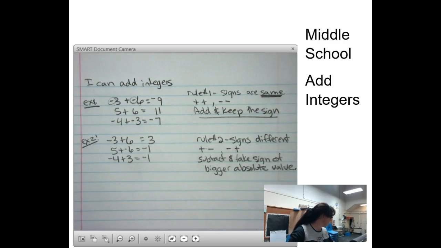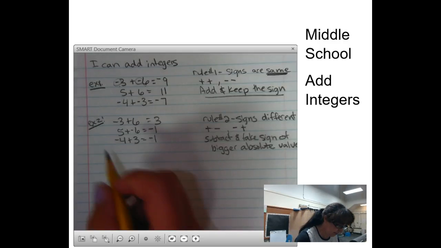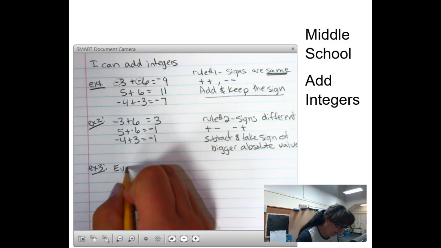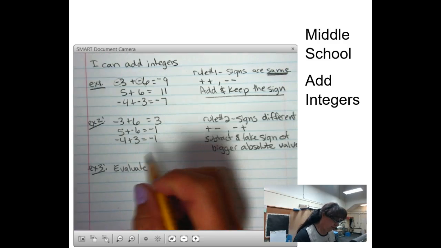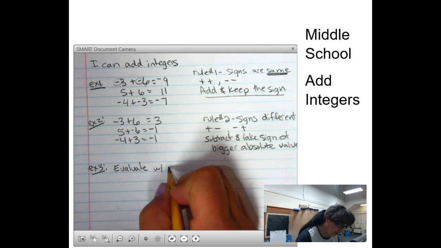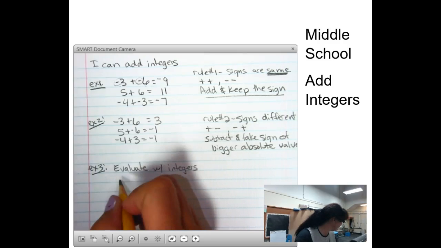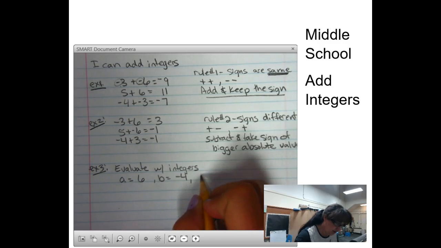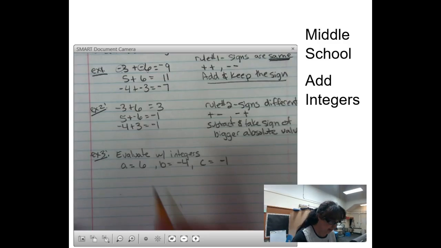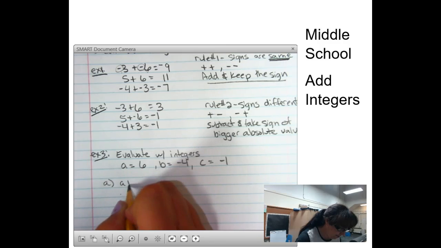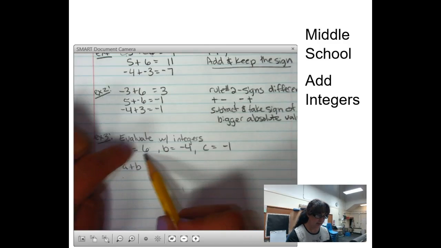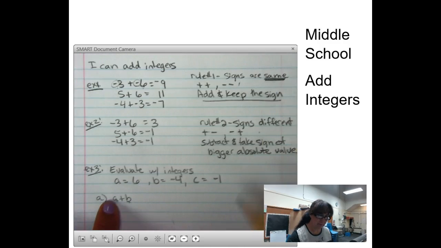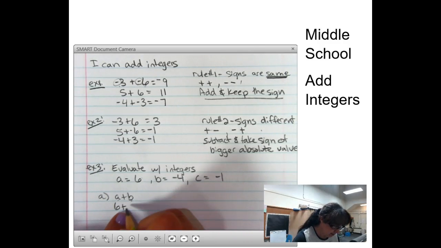Okay, let's do one more thing. Let's do example 3. Example 3 is I have to evaluate with integers. So an example would look something like A equals 6, B equals negative 4, and C equals negative 1. And then they may tell you A plus B. So I take what A is and I substitute it in for A, and I take what B is and I substitute it for B, and then I figure out, is that rule number 1 or rule number 2? Okay, so A plus B would be 6 plus negative 4.